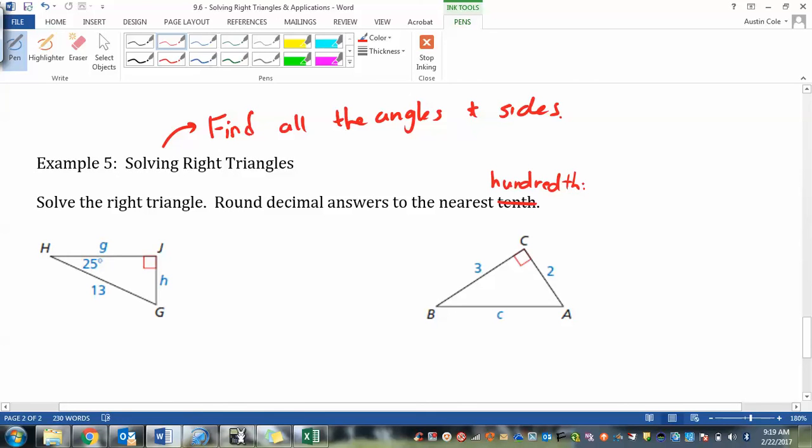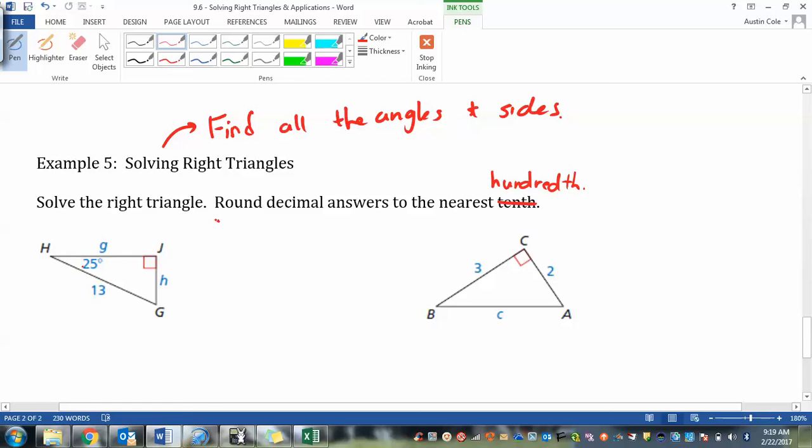Okay, so if I look here, I need to find everything. Now, I think the best thing to do is to have a little answer key here to put all my answers nice and neat and organized together. Instead of having them hodgepodged all over the place, we're going to put our answers all in one neat place. Now, I know that's 90. I know that's 25. Can I find my third angle? Absolutely. How are we going to do that? 180 minus the other two? Or you could say 90 minus 25.